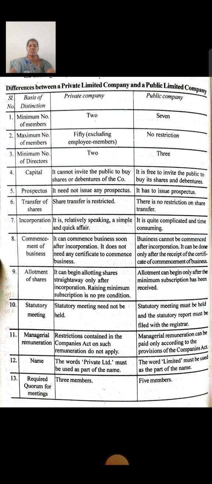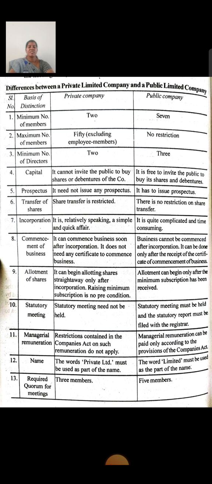The next one is the statutory meeting. A statutory meeting need not be held in a private company, but it is compulsory in a public company, with notes taken and some registers maintained. The next one is managerial remuneration. In a private company, restrictions on remuneration do not apply. In a public company, remuneration can be paid only according to the provisions of the Companies Act. So a public company accepts managerial remuneration only according to the Companies Act, while in a private company such restrictions do not apply.